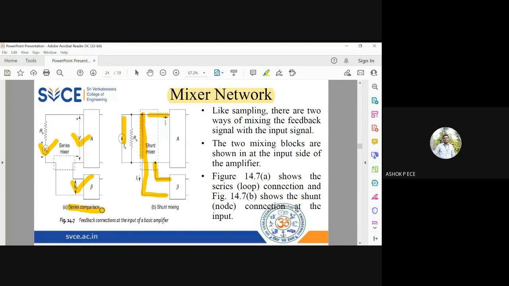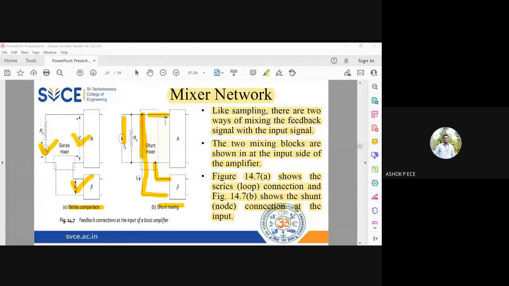So we are having series mixing and shunt mixing. So like sampling, there are two types of mixing your signal with the input signal. So the two mixing blocks are shown. The first one is called series mixing and the second one is called shunt mixing. Okay, series mixing is also called loop mixing. Shunt mixing, you know, is called node mixing. So those can be given as the other names for the series and shunt networks.